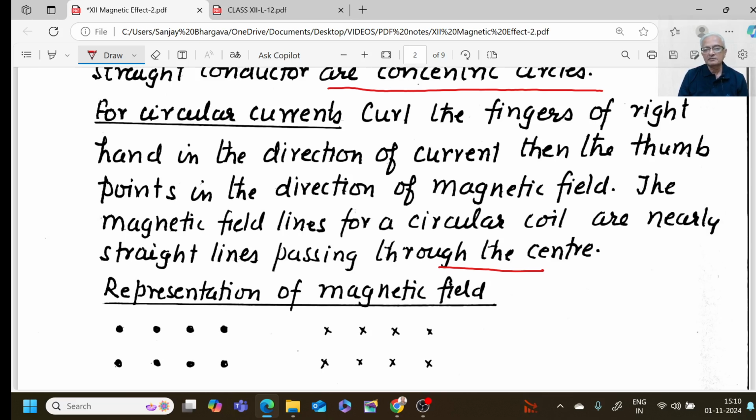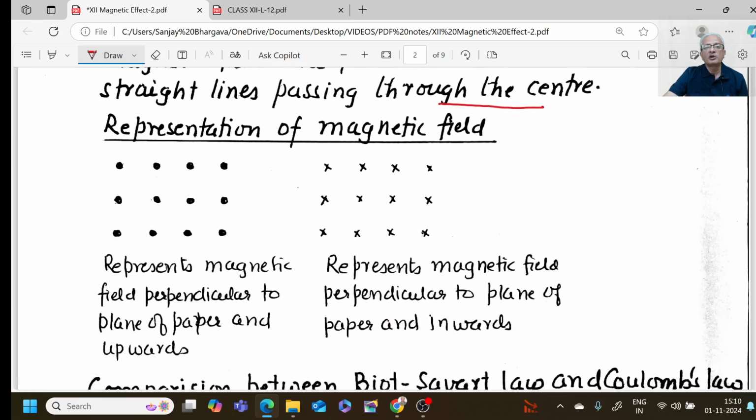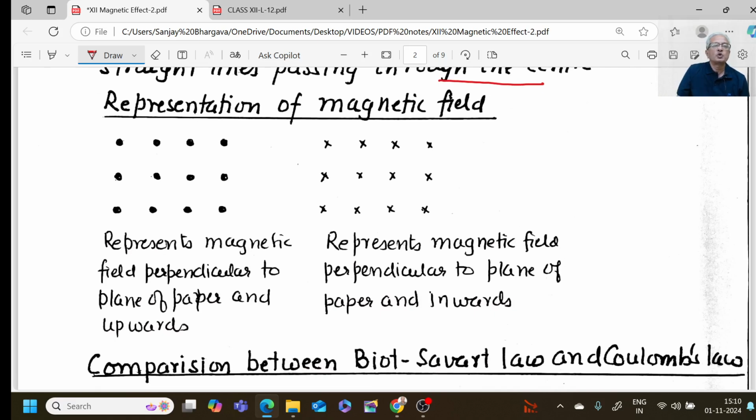अब क्वेश्चन आता है हम मैग्नेटिक फील्ड को रिप्रेजेंट कैसे करें? तो मैग्नेटिक फील्ड को रिप्रेजेंट करने के हमारे पास दो अलग अलग तरीके हैं. एक जिसको हम बोलते हैं डॉट रिप्रेजेंटेशन और दूसरा जिसको हम बोलते हैं क्रॉस रिप्रेजेंटेशन.